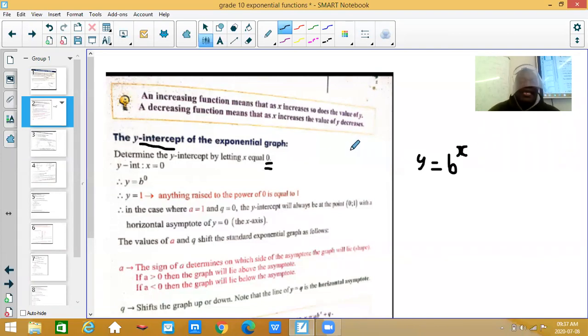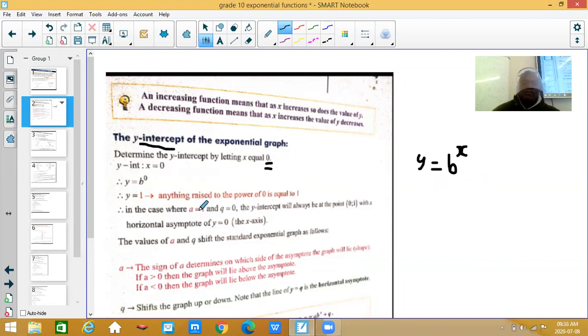Now, on the y-intercept, x is going to be 0. So meaning to say, in the position of x, we plug in 0 here. Any number raised to the power 0, what does it give us? 1. So it means to say, the y-intercept will be 1. Always take note, the exponential function, if it is y is equal to b to the power something, and we don't have any other number here, this will always cut at 0, 1.